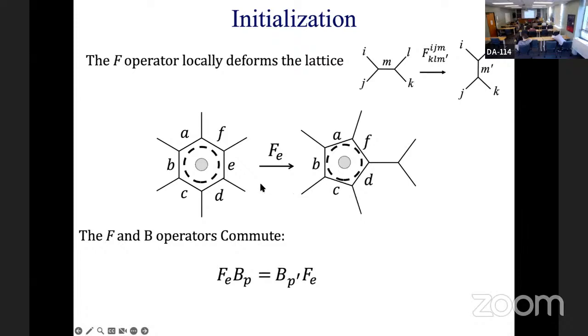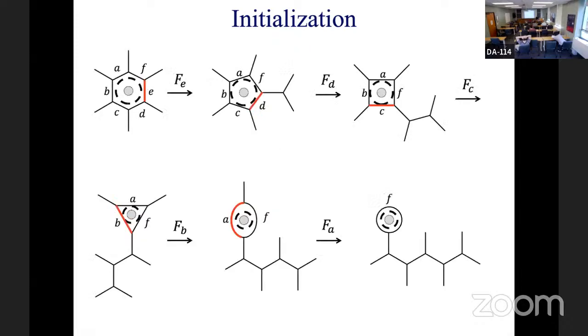In other words, if we apply these F operators to change the size of the plaquette, the charge content of the plaquette does not change. That's the basic message here. And this is something that we'll be using in the following sense.